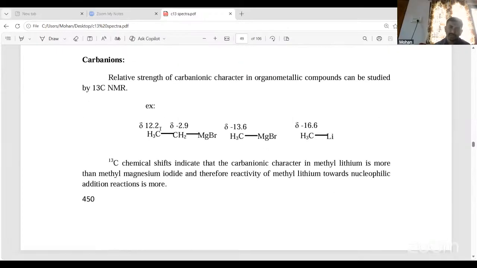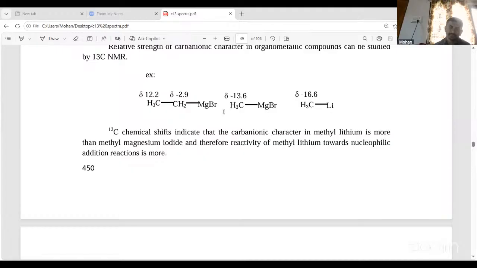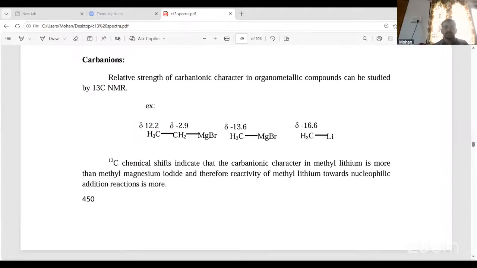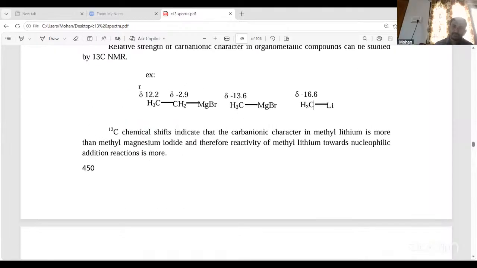Next, carbanions. Carbanions means negatively charged species. Now we can establish or predict the carbanion strength or the capability or the capacity. So we have the Grignard reagents here and Gilman's reagents. Alkyl lithium, alkyl magnesium bromide, right? So among these two, these are the organometallic reagents.